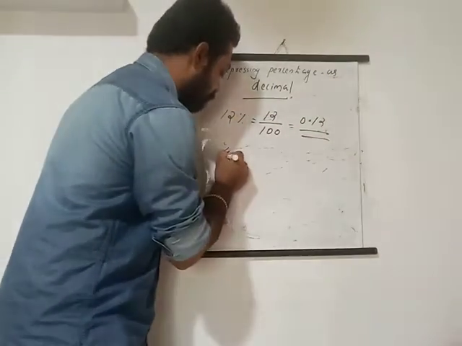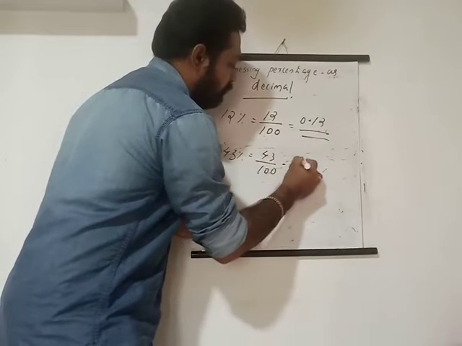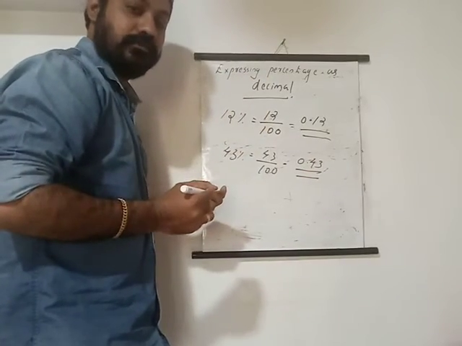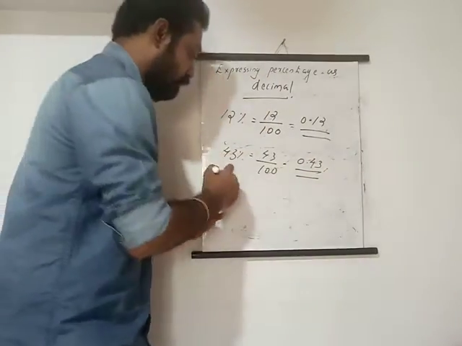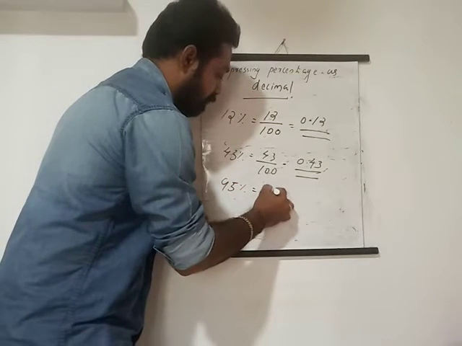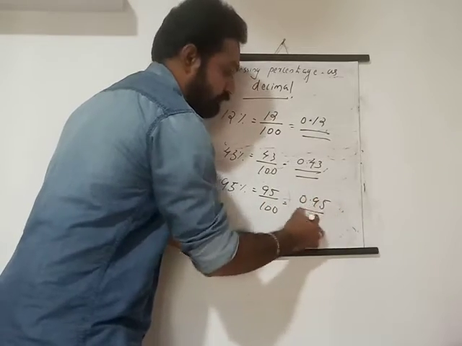What about 43 percent? 43 by 100. What will we get? 0.43. That's all. Very simple. Then 95 percent: 95 by 100, then 0.95. That's all.